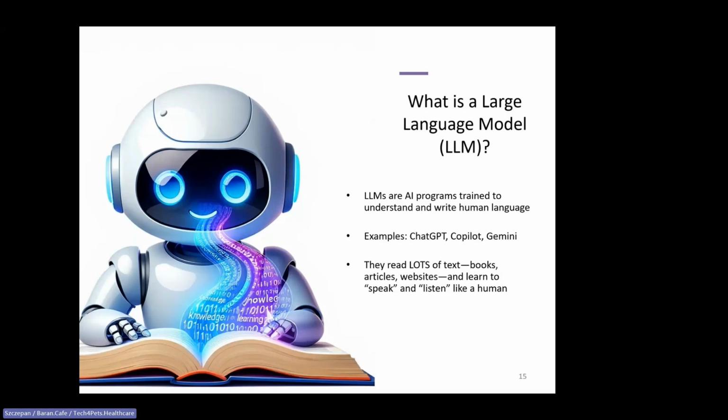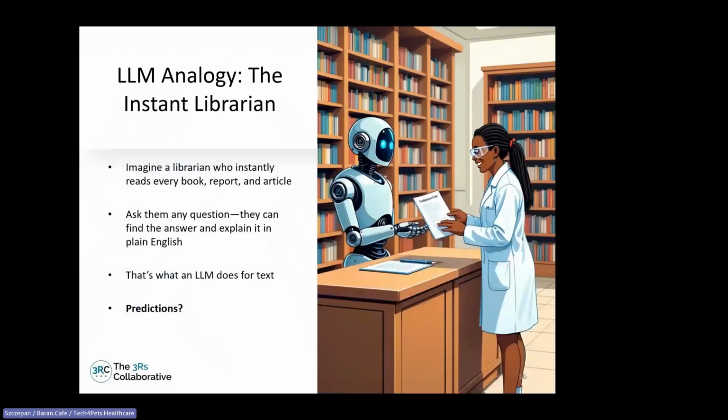your preference is. So it reads lots of text, books, articles, websites, and it really learns how to speak and listen like a human. So one of the things is that if you use one of these tools, over time, if you ask it, it will actually start writing in your voice. It's going to understand how you write, and then it's going to end up doing that for you to a certain extent. So the one analogy that I really like is an instant librarian.